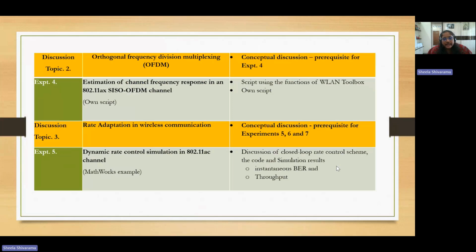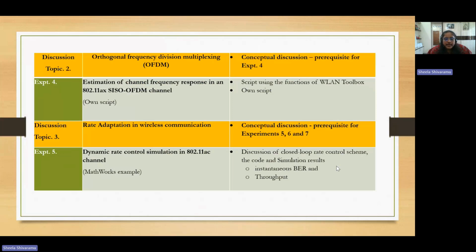Next is the discussion topic on rate adaptation in wireless communication. The experiments 5, 6, 7 are based on rate adaptation. So there is a discussion topic before these experiments. Rate adaptation in simple words is a selection of optimal modulation and coding scheme, that is MCS, based on the varying wireless communication channel.